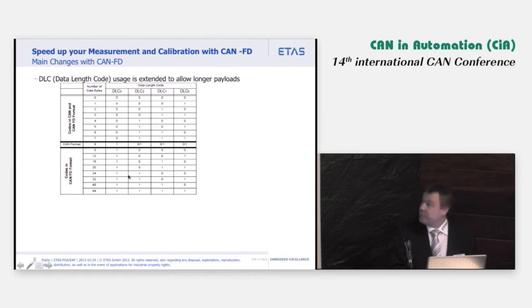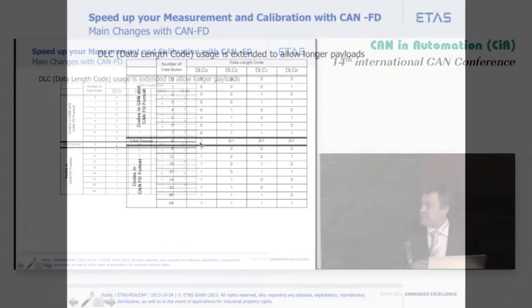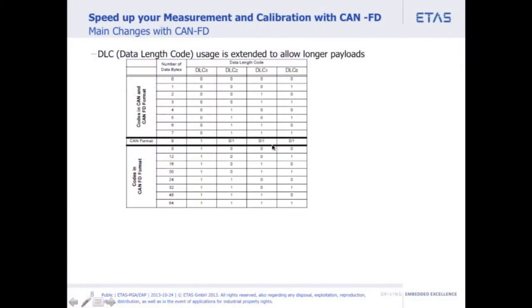Okay, so for the data length code, we've used the same 4 bits as before, whereas in legacy CAN, when you had a 1 in the data length code 3 bit, it meant that it was just 8 bytes. What we've done now is use all the codes to extend the data frames. This is why you only have this pattern here. So, for example, you can't have a data length code of 35. It doesn't work. We only have these 8 possibilities.